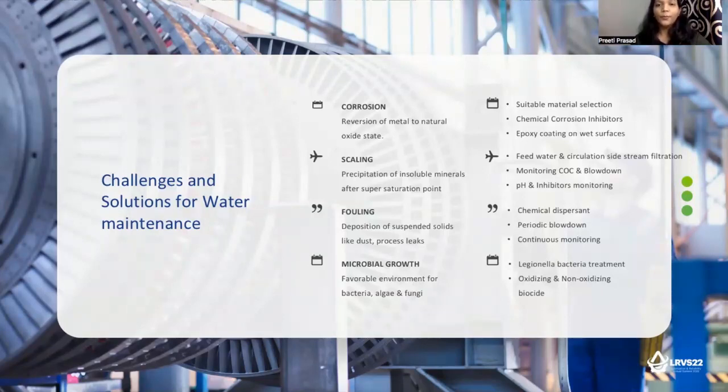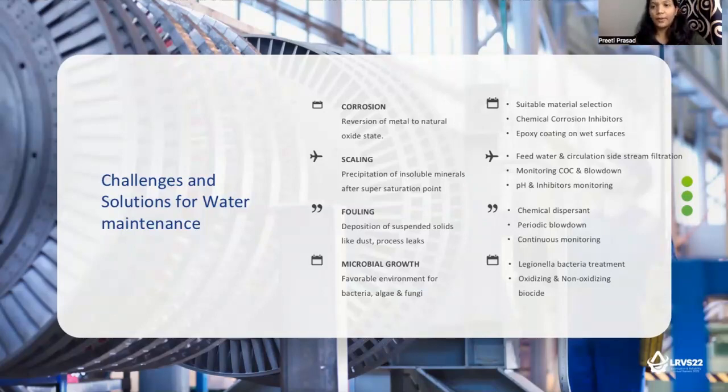And these are a few maintenance points related to water, where many points are also overlapping with the lubrication section. Like for corrosion, you can use suitable material selection, for instance, instead of MS we can use SS steel.